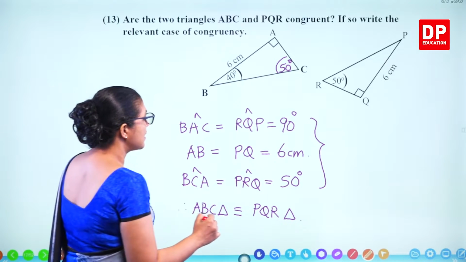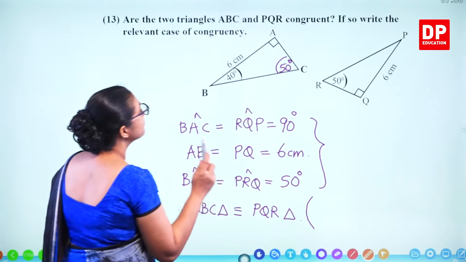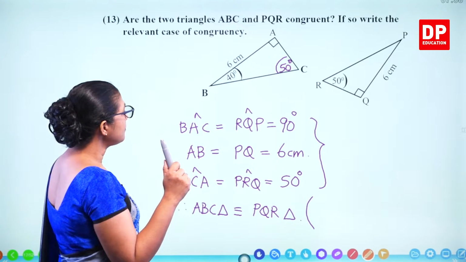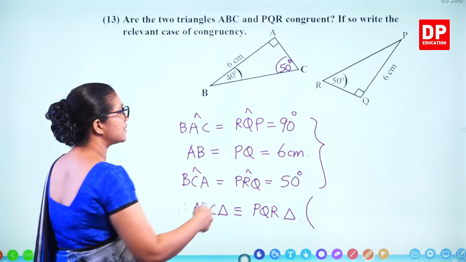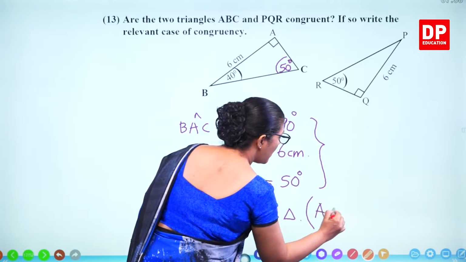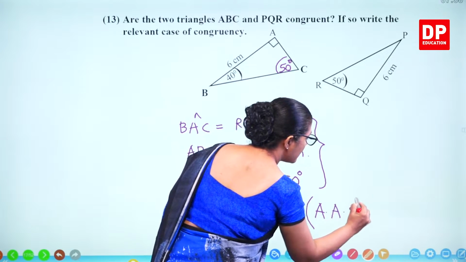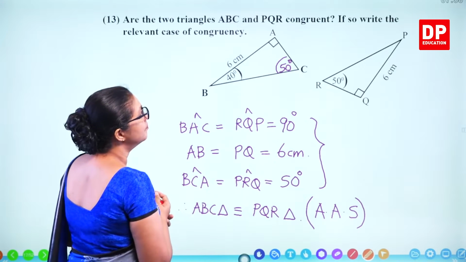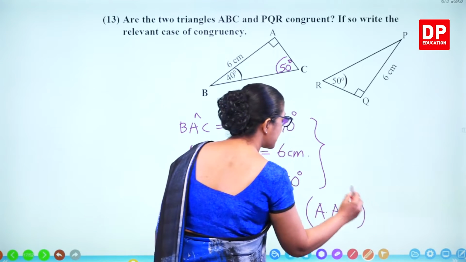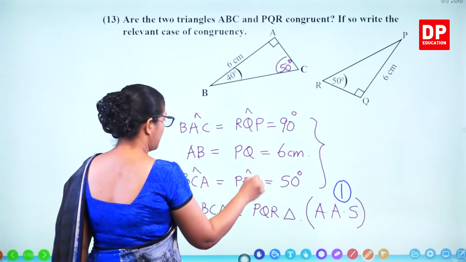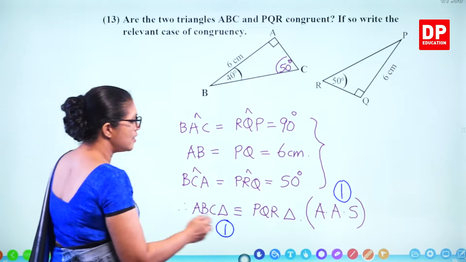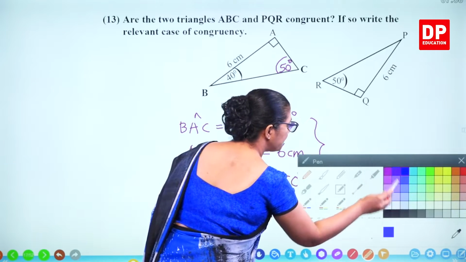So what's the case? One side and two angles. So angle, angle, side. So you get 1 mark to identify the case and checking that this is congruent, 1 mark. So altogether 2 marks for that.